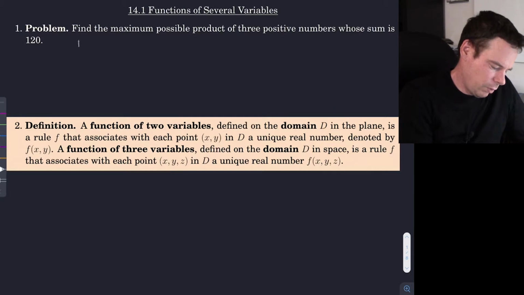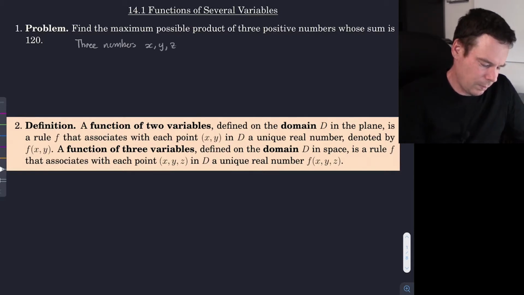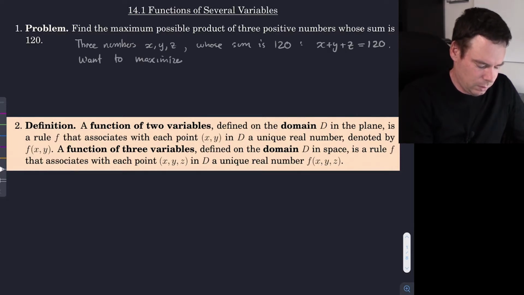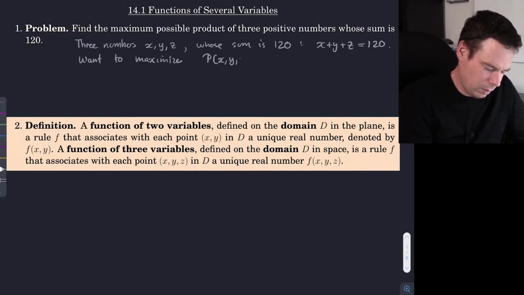So what does this mean? Well, we've got three numbers, x, y, and z, that we're trying to find, whose sum is 120. So in other words, x plus y plus z is 120. And we want to maximize their product. So I will let this function P denote their product. So P of x, y, z is x times y times z.